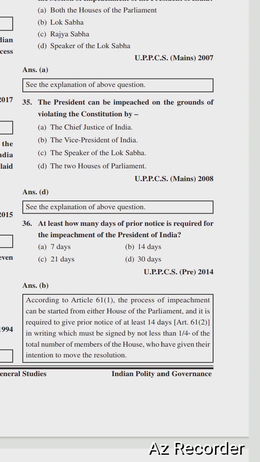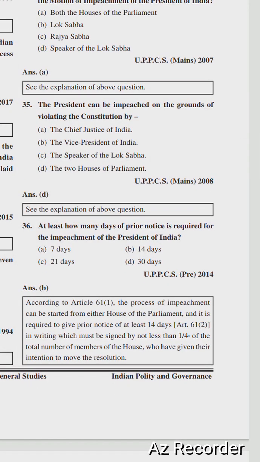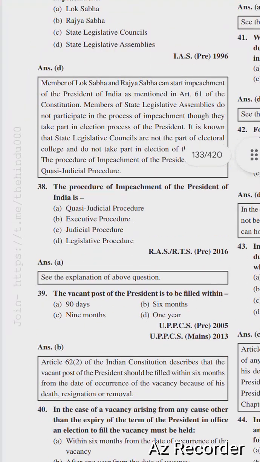So next question is, at least how many days of prior notice is required for the impeachment of the President of India? Options are 7 days, 14 days, 21 days and 30 days. Right option is option number B, 14 days.